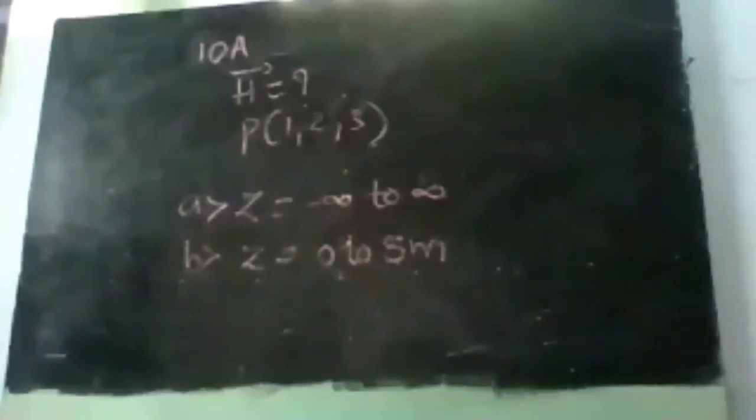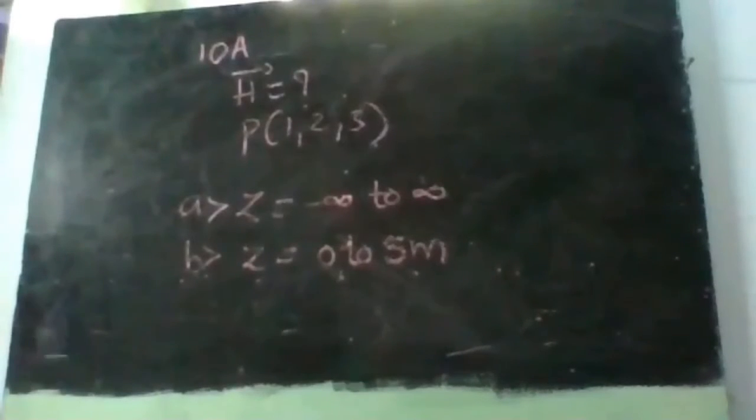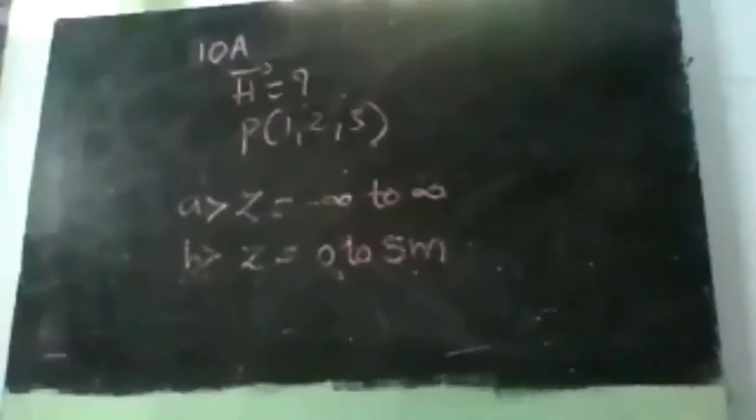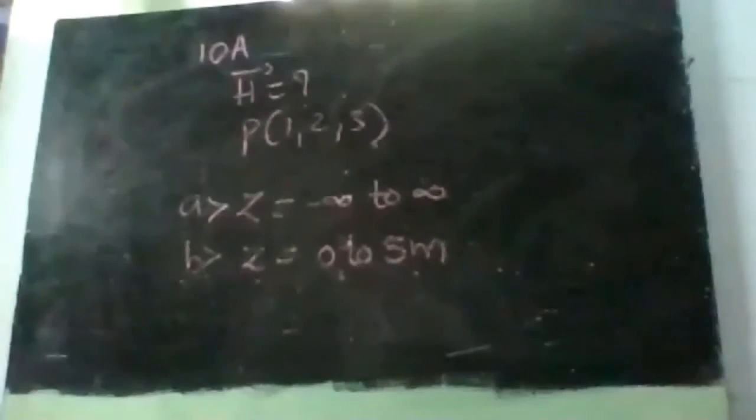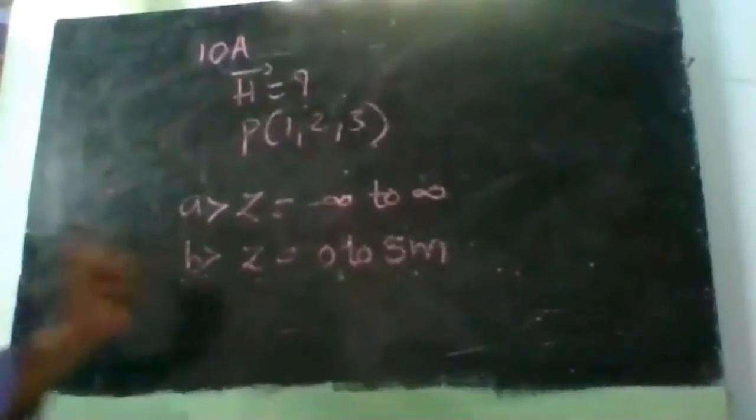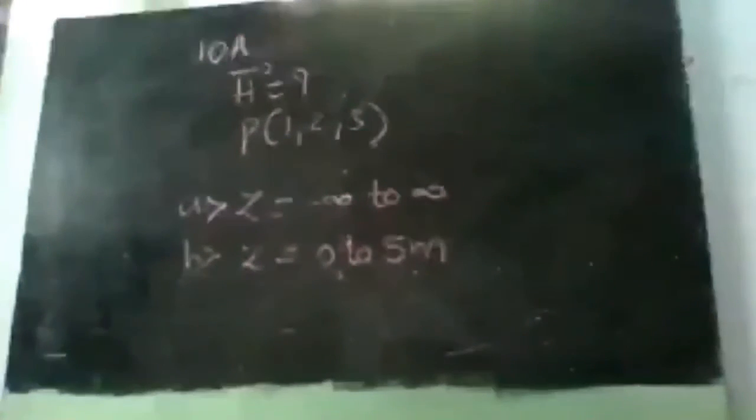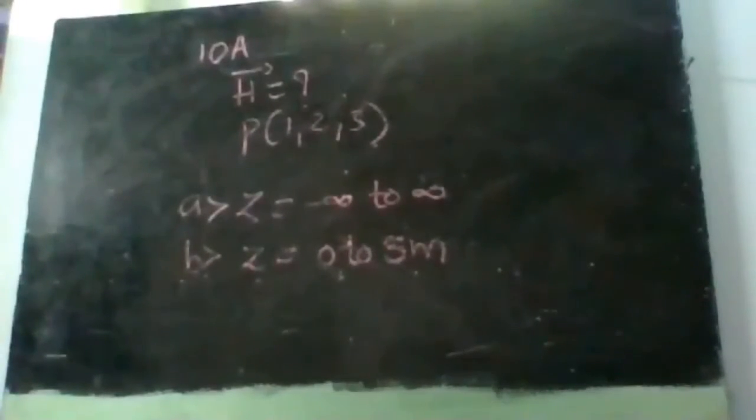So I am repeating the problem again. A current filament carries a current of 10 amperes in the az direction on the Z axis. Find the magnetic field intensity H bar at the point P(1, 2, 3) due to this filament, if the filament extends from A, z is equal to minus infinity to infinity. B, z is equal to 0 to 5 meters.